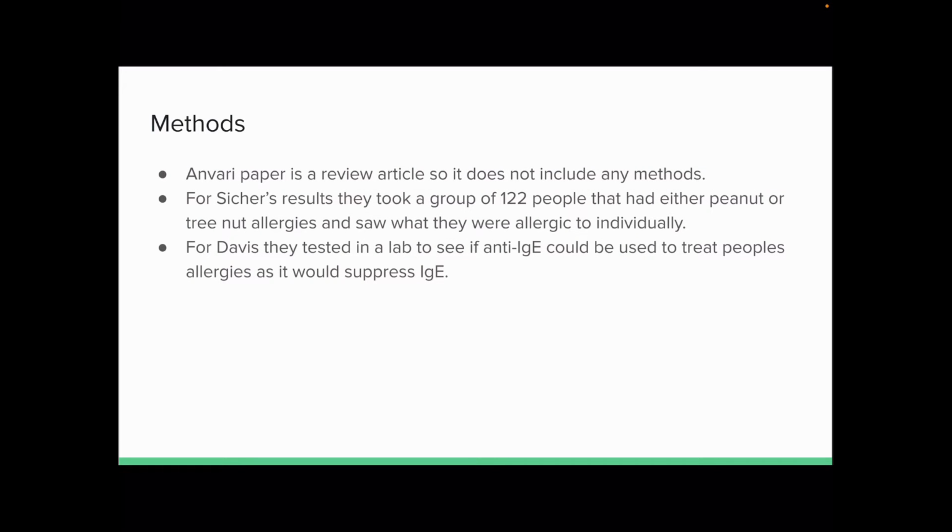For the first paper, it's a review article, so there weren't really any methods for that paper. For the second paper I will review, they took a group of 120 people that had either peanut or tree nut allergies, and looked at what they were allergic to individually, asked them questions about what they were allergic to. And then for the last article I will be reviewing, they went into a lab to see if anti-IgE could be used to treat people for allergies, as it would suppress the IgE that results from our allergies.